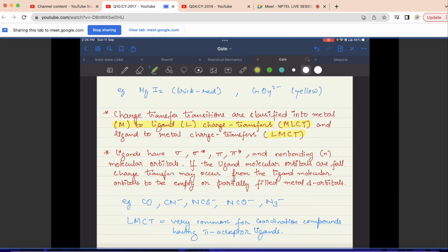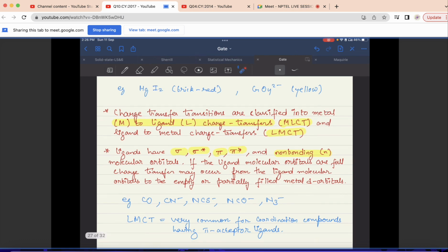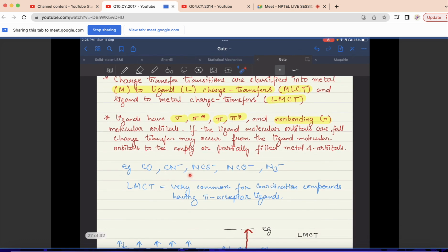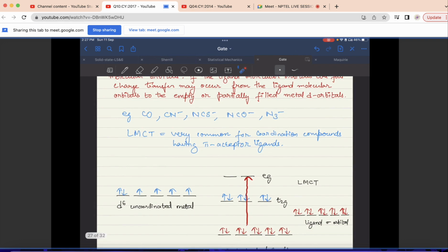So the ligand has sigma antibonding, pi antibonding, and also non-bonding molecular orbitals. If the ligand molecular orbitals are full, the charge transfer may occur from the ligand molecular orbital to the empty or partially filled metal d orbital. I have given some examples here. LMCT is very common for coordination compounds having pi acceptor ligands. These are examples of pi acceptor ligands.